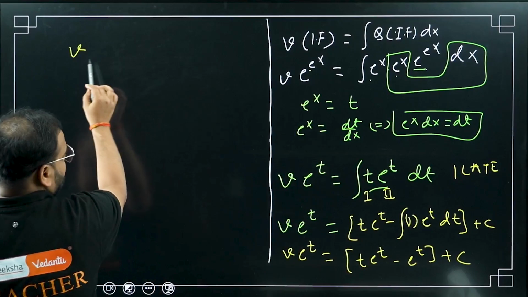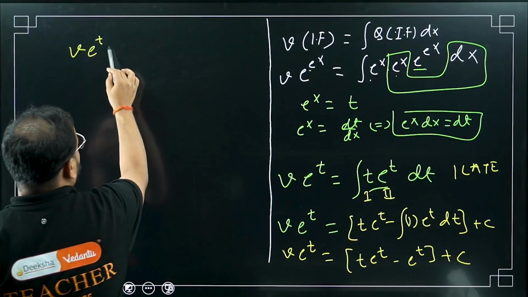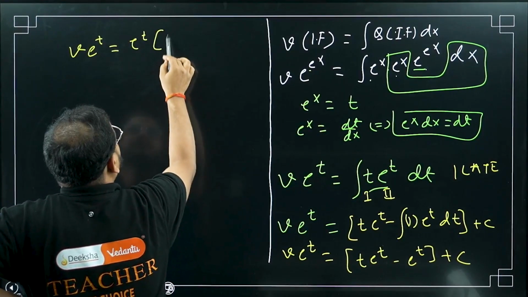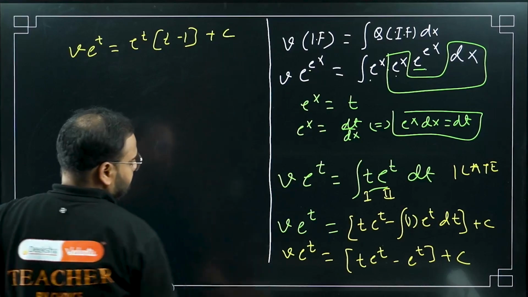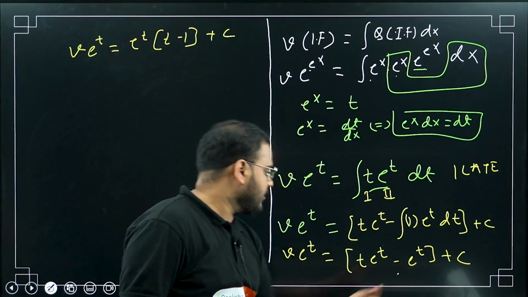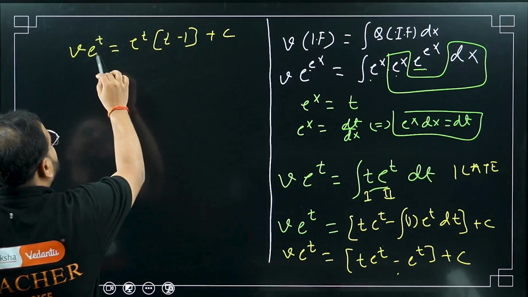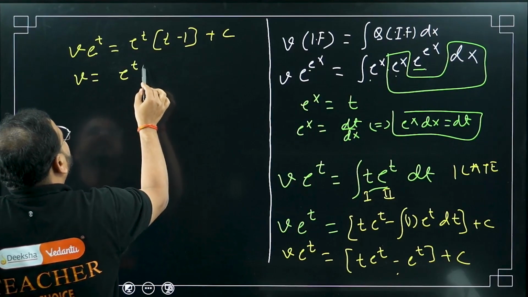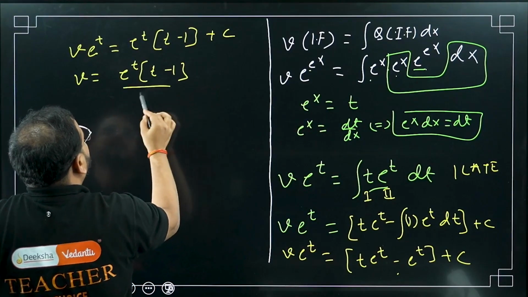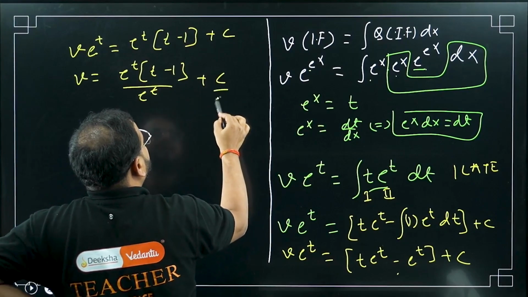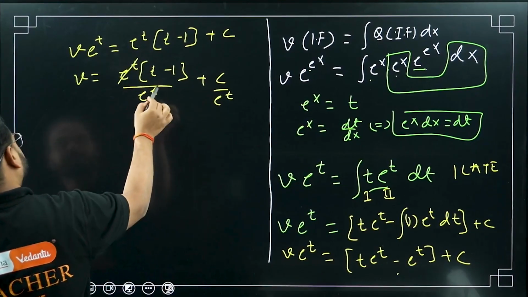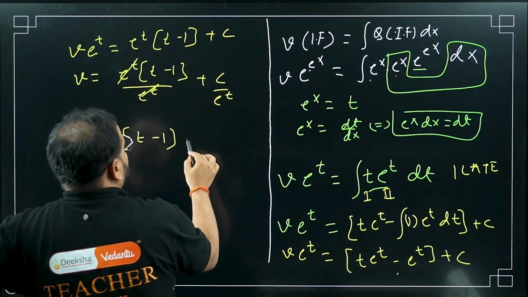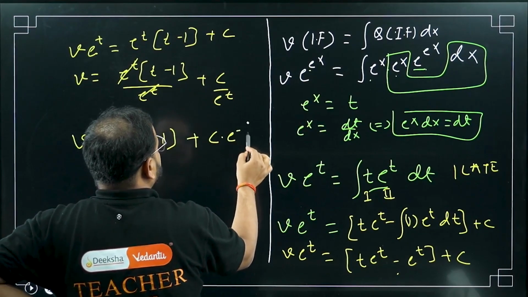So I can write this as v times e power t equals to, take e power t common. I get t minus 1 plus c. Over here t is left, over here nothing is left, only 1 is left. So t minus 1. Now I can cancel this e power t, provided I divide here also by e power t. So v equals e power t times t minus 1 divided by e power t, plus c by e power t. Now you can cancel. V equals t minus 1 plus c times e power minus t.